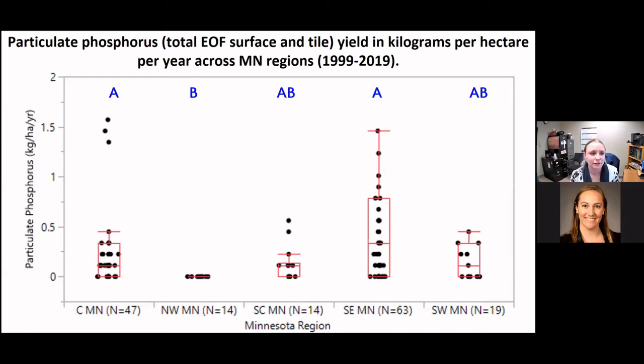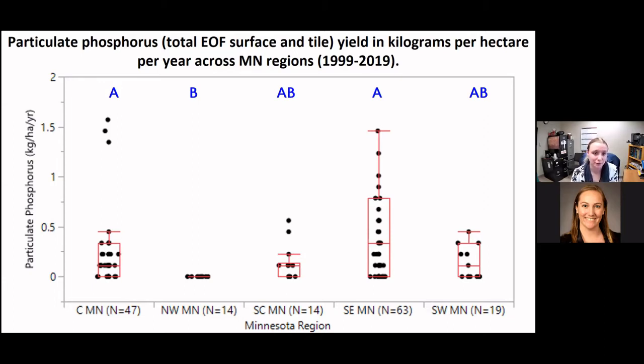Okay, particulate phosphorus. And then the other one, dissolved orthophosphate yield, will look kind of interesting together. Looking here at particulate phosphorus, total edge of field surface and tile yield in kilograms per hectare per year across Minnesota regions for these same 20 years and same regions. We see along the y-axis here, particulate phosphorus ranging from 0 to 2 kilograms per hectare per year. And Northwest Minnesota obviously is different again statistically from the rest of the data.